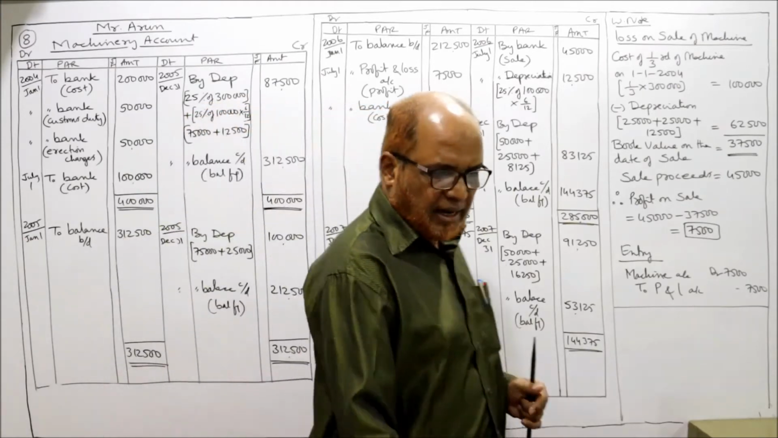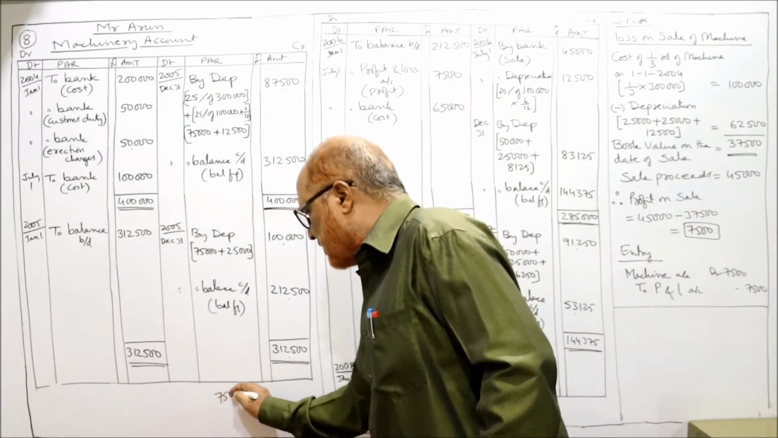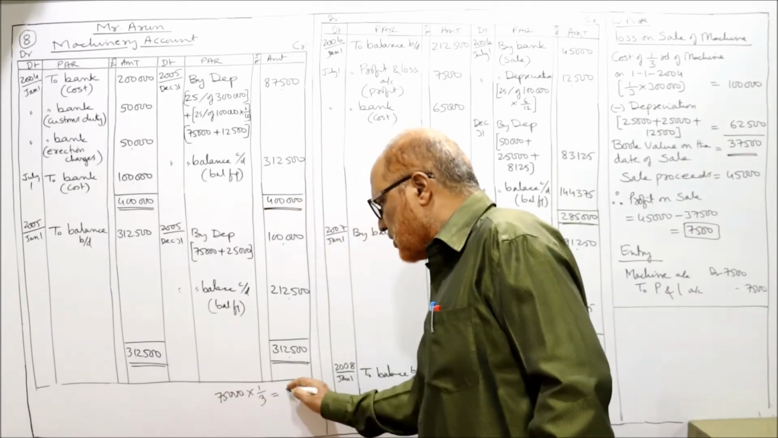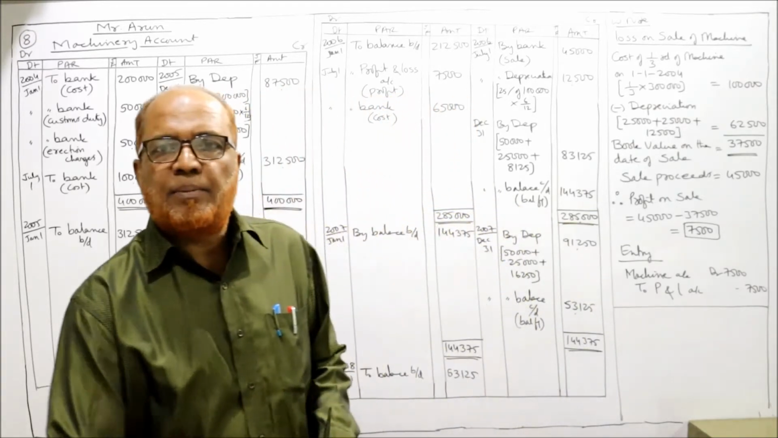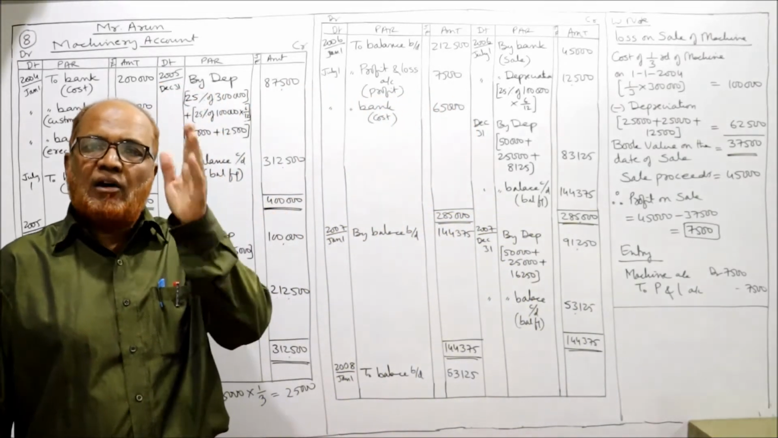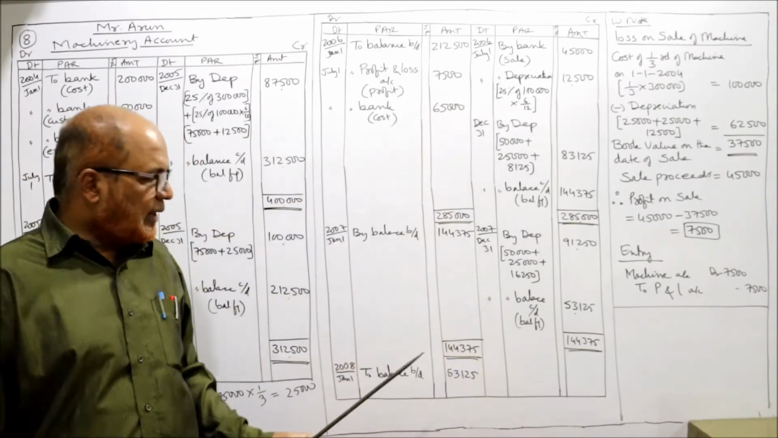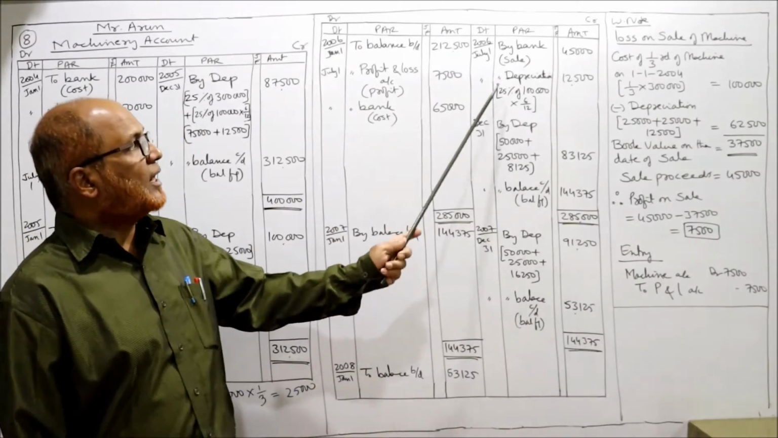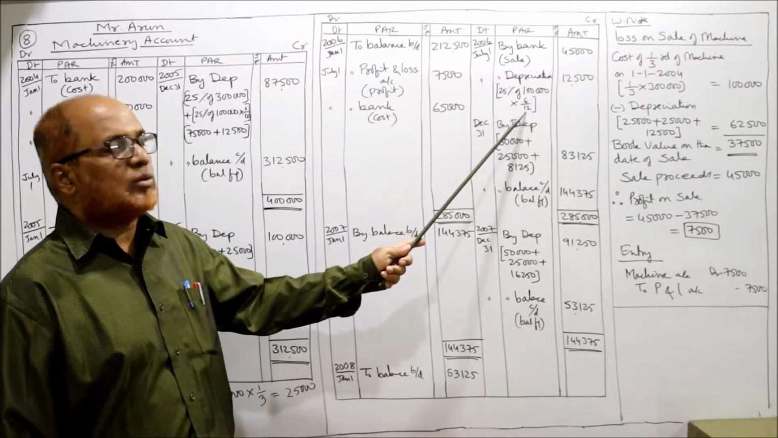75,000 into 1 by 3. I'll show it like this. The total depreciation on first machine is 75,000. 1/3 of the machine is sold. So 75,000 into 1 by 3, 25,000. 25,000 rupees is the depreciation for 1/3 machine. Now we need half of the depreciation because only for 6 months. So 25,000 half, 12,500.